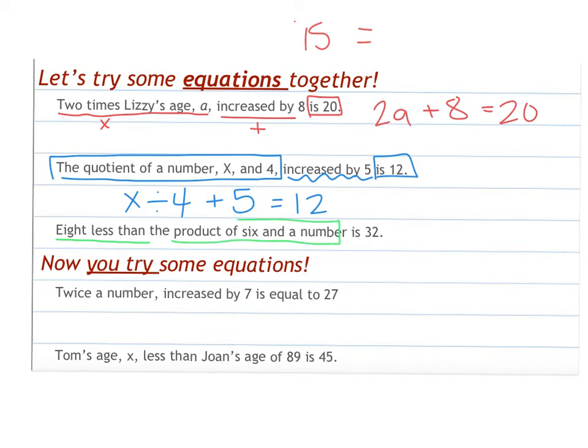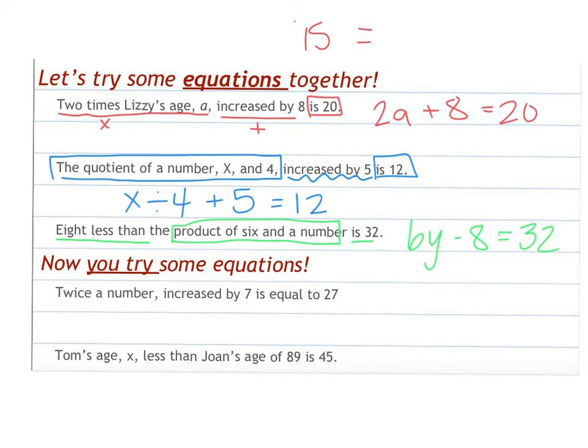Product of 6 and a number is 32. So product meaning multiplication, so I'm going to just use the letter y. 8 less than, so that means we're subtracting 8 from that. And that is 32, so that equals 32. Okay, a couple for you to try. Pause and try them on your own.